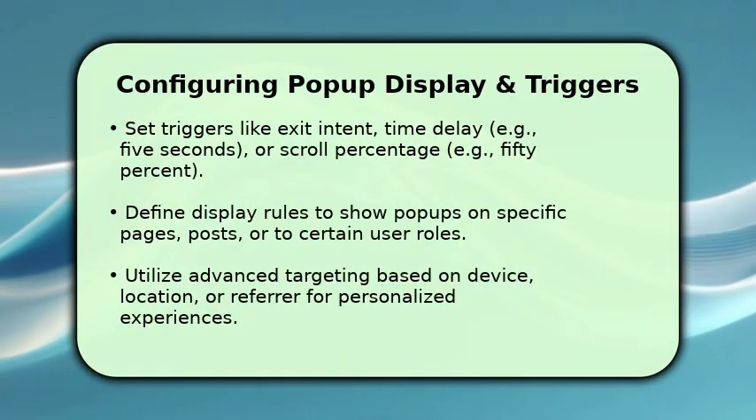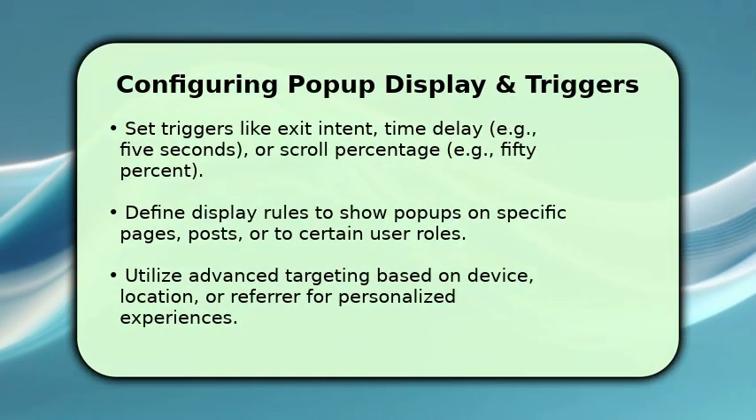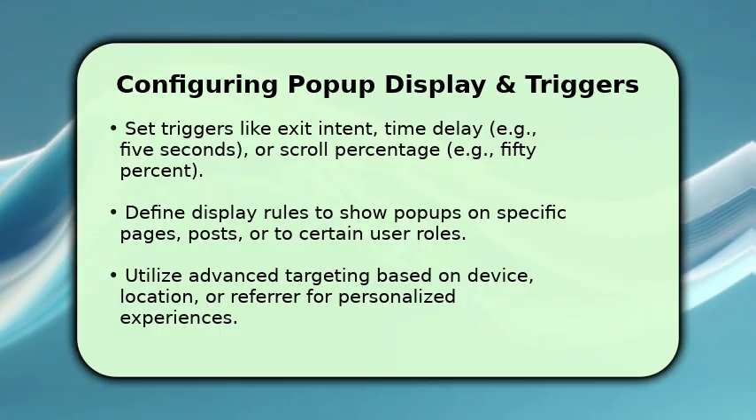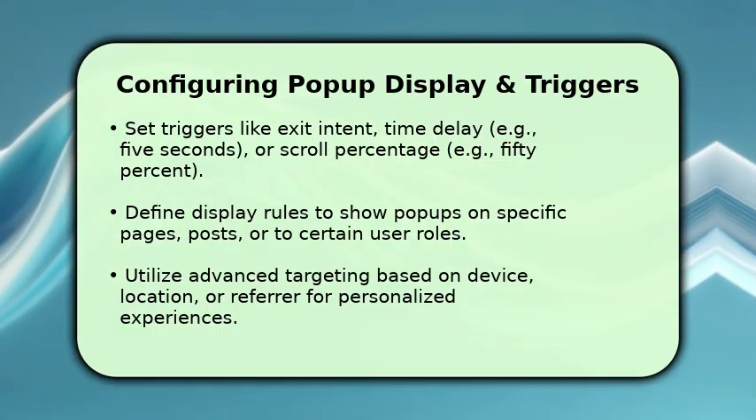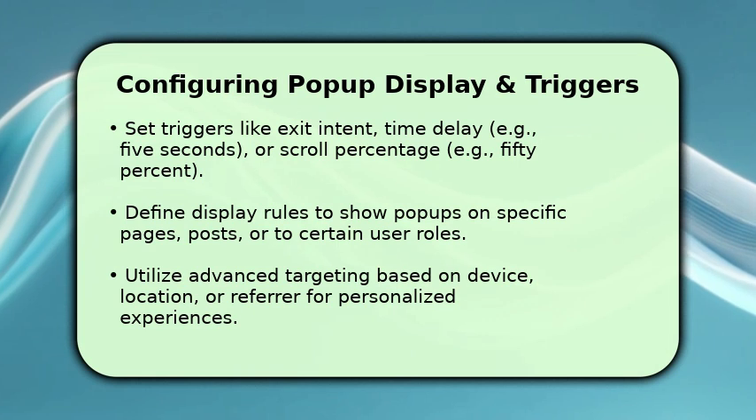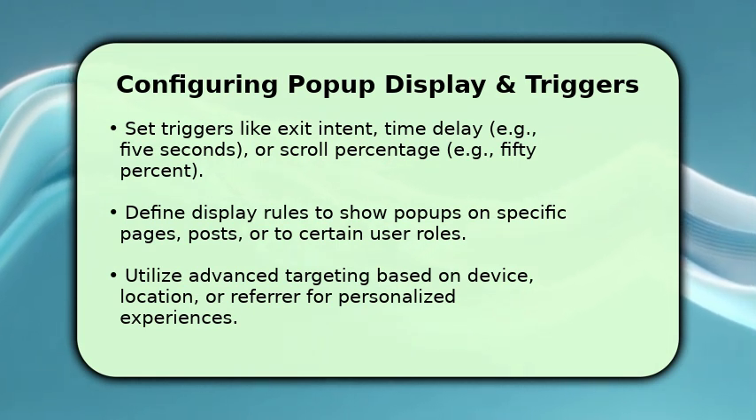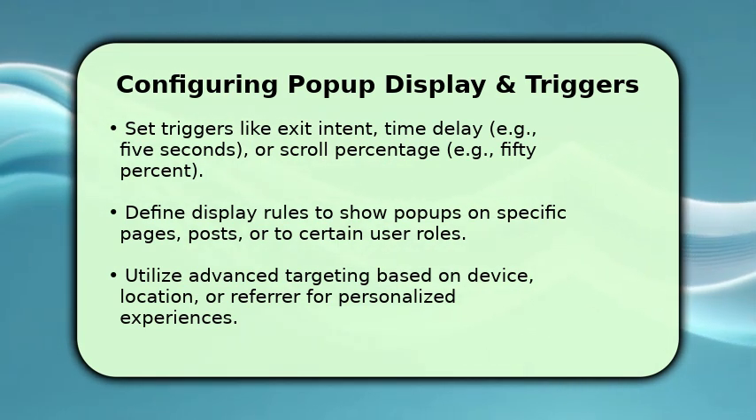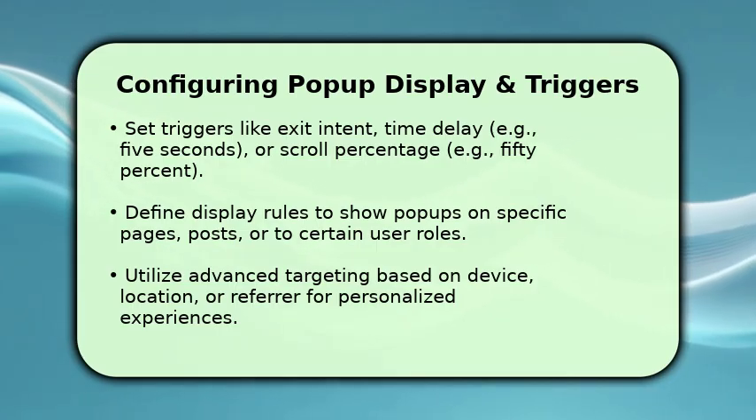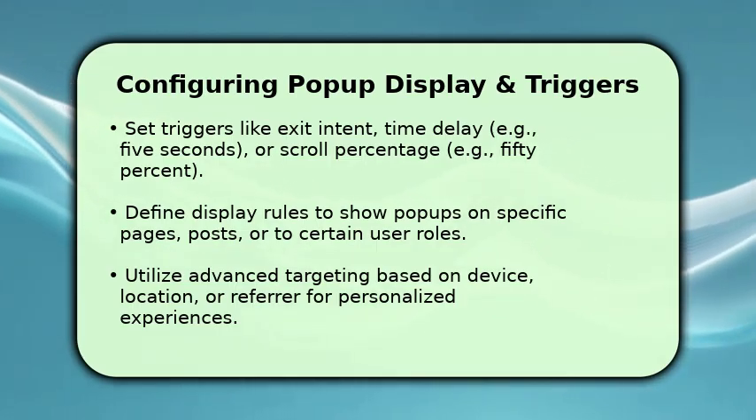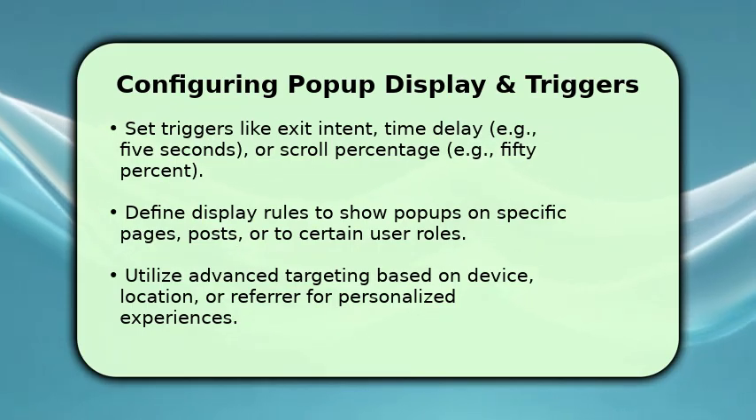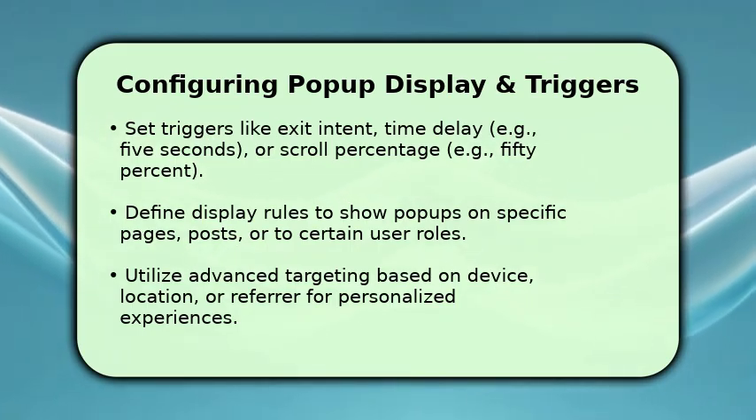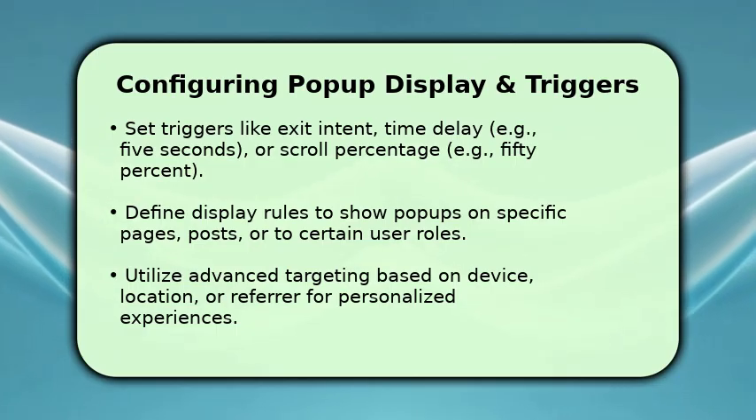Now, let's configure when and where your pop-up appears. You can set triggers such as exit intent, which activates when a user tries to leave, or a time delay, like 5 seconds after page load. Display rules allow you to target specific pages, posts, or even user roles. Consider advanced options like showing pop-ups only to mobile users or those from a particular country for maximum impact.